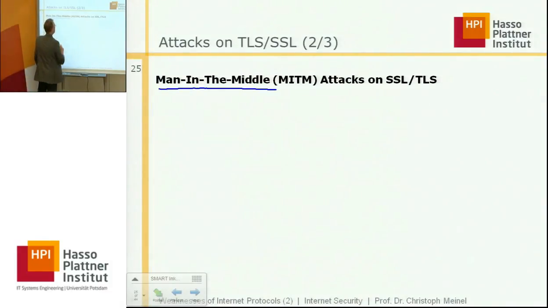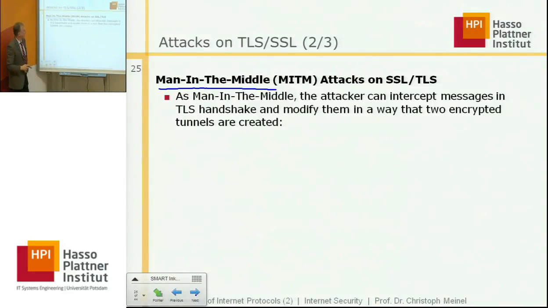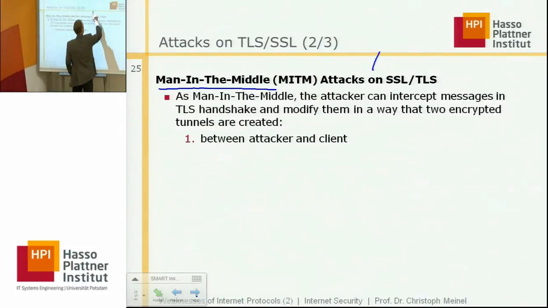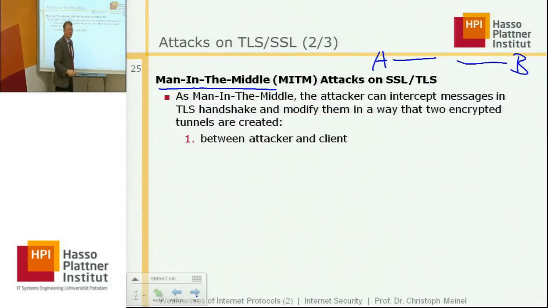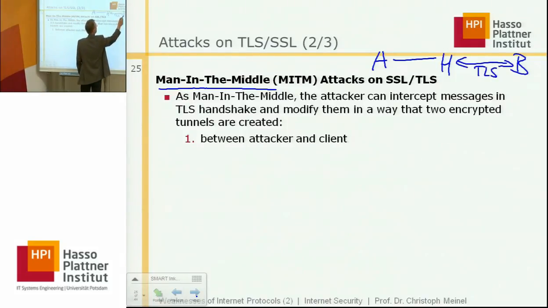Again, these are the man-in-the-middle attacks. And here the idea is the following. As man in the middle, the attacker can intercept messages in the TLS handshake and modify them in a way that two encrypted tunnels are created. This is exactly the idea. Instead of having a connection from A to B, when they start to intercept, the man in the middle, the hacker, plays in the middle, and then he makes a TLS connection between B and H, and on the other side, a TLS connection is established between H and A.